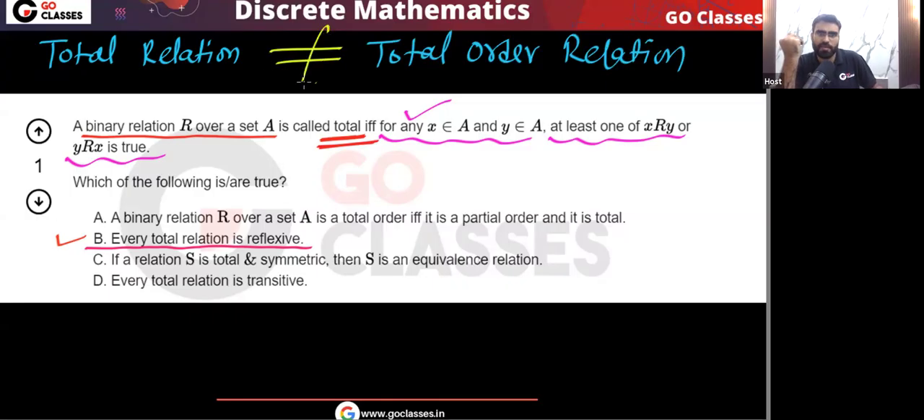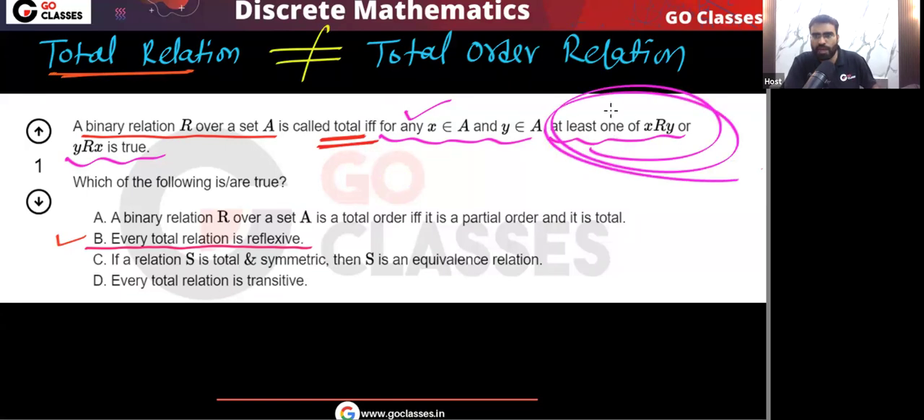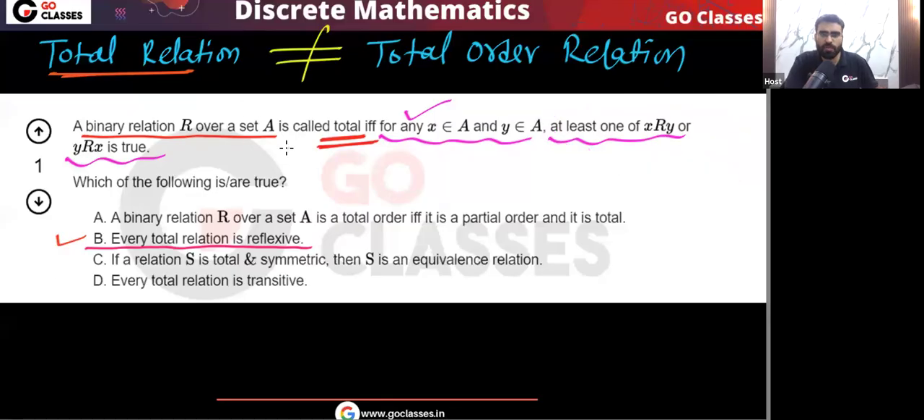They are not the same. Is this clear? Okay. Remember, this is a new definition, total relation. A new definition is given to you. This definition is saying for all x, for all y, at least one of x related to y or y related to x is true.